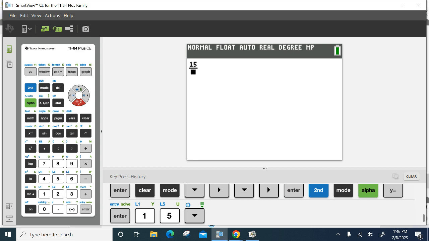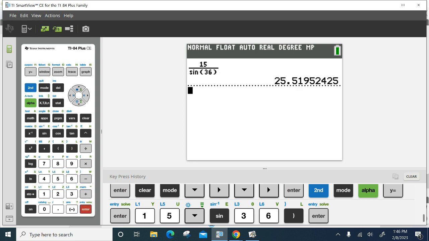Everyone see our 3 new buttons we're about to use. Sine, cosine, tangent, that's what they're there for. Sine of, what was my angle again? 36? So 36, close that up. Again, that's a number. Your calculator knows what it is already. Enter, and there we go. Good?